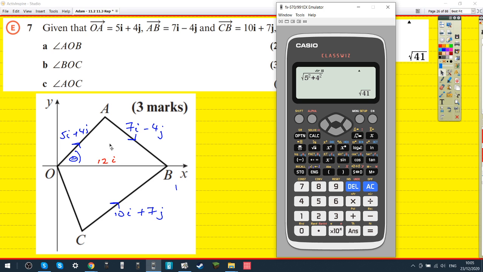So it'd be square root 7 squared plus 4 squared. Minus 4 squared, sorry. And what do you get? You get square root 33. The minus 4 needs to be in a bracket. Oh, alright. So okay.